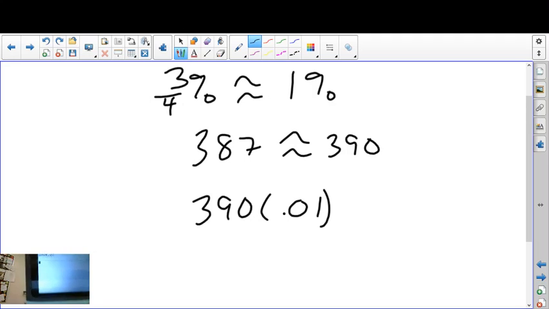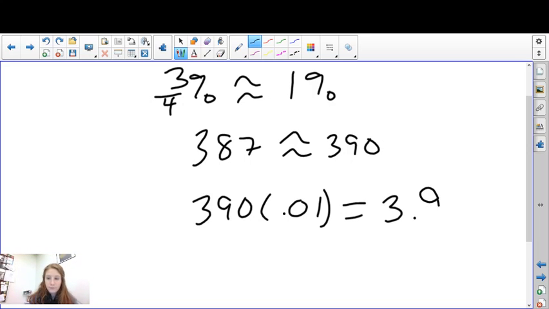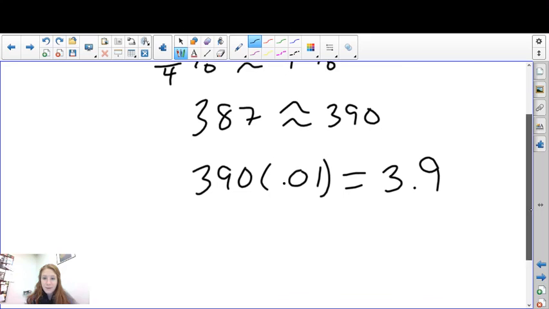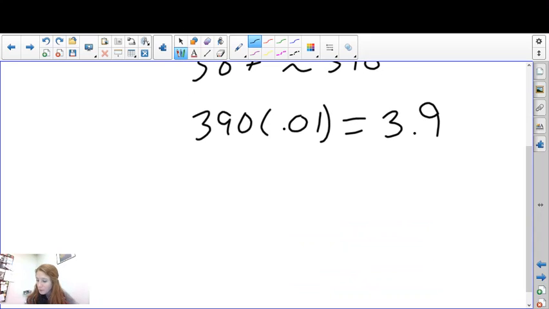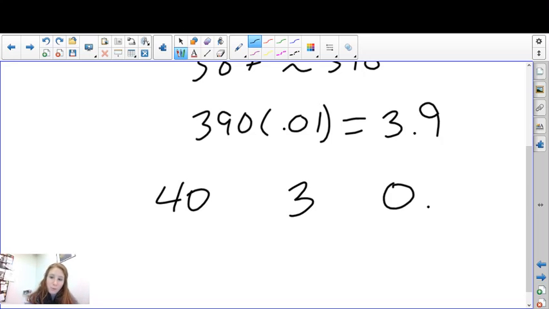And I get 3.9. And again, this is all estimation. So I know I don't see 3.9 on there. But what's going to be the best option? You got 40, you got 3, and you got 0.4.